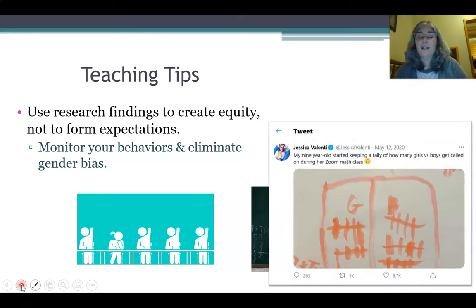So here's an example I want to show. So this is a tweet. My 9-year-old started keeping a tally of how many girls versus boys get called on during her Zoom math class. The reason I wanted to show this is kids do notice bias. Now, there's not a huge bias being shown here. I mean, it looks like it's about, what, 11 to 15? But still, kids will pick up on these subtle differences in treatment. So, monitor your own behavior.